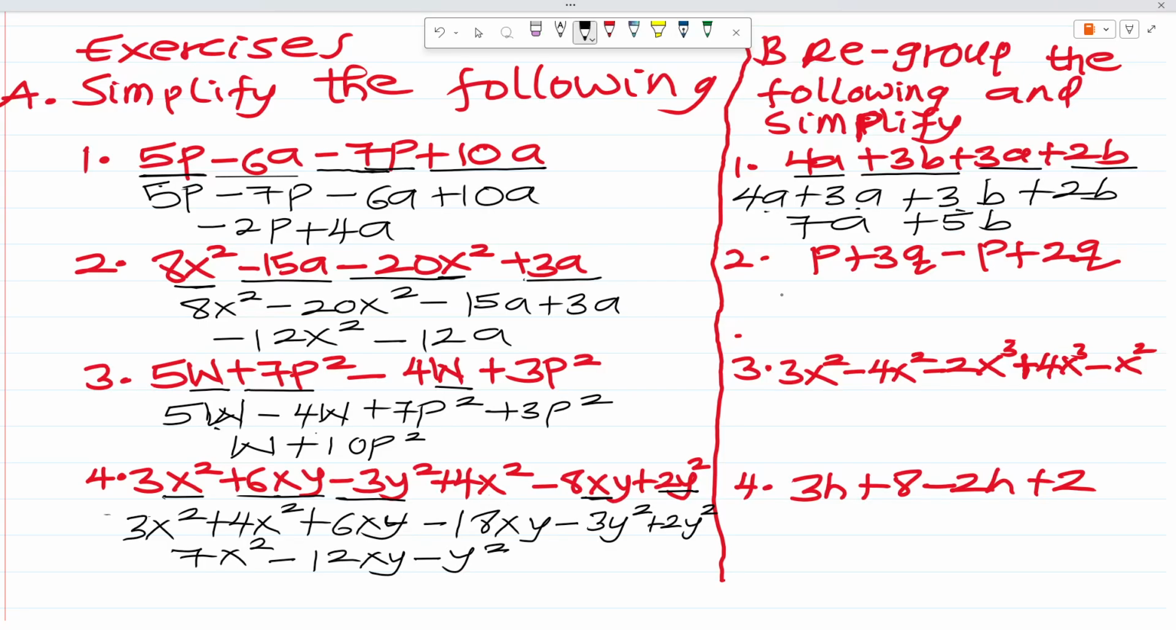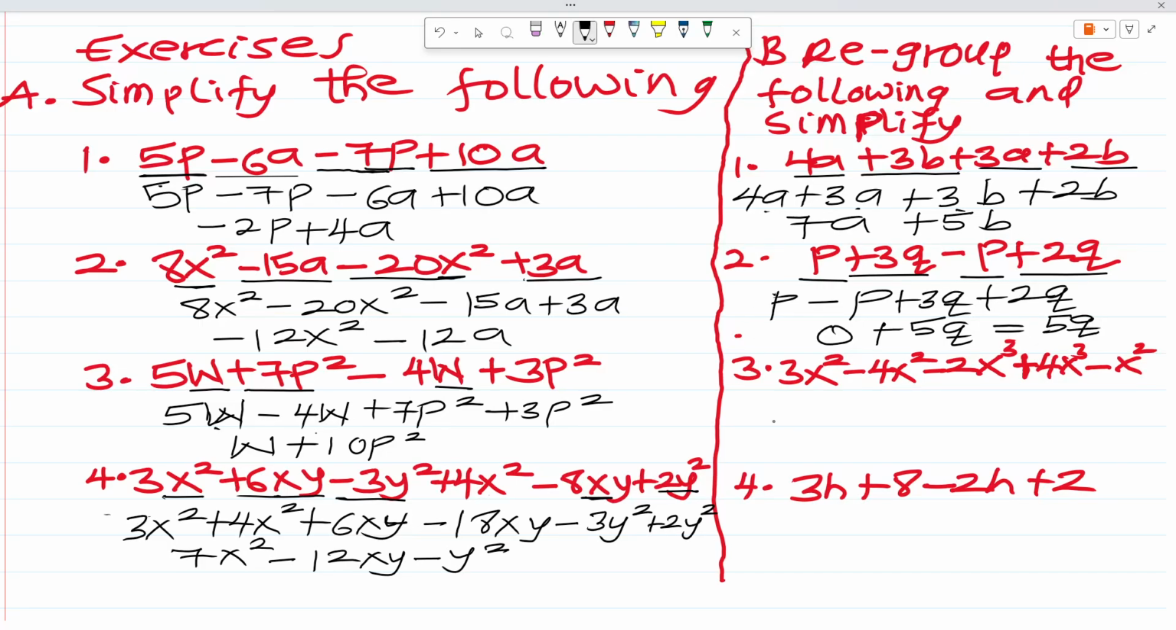The next one, we group like terms: p here and p here, p minus p. Then we have this plus 3q. The next one is positive 2q plus 2q. P minus p gives us 0, and 3q plus 2q gives us positive 5q, which is the same as 0 plus 5q, which gives us 5q.